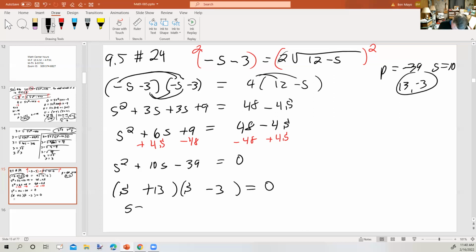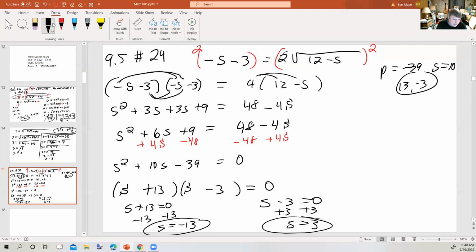So then we've got s plus 13 equals 0. Subtract 13 from both sides, s equals negative 13. s minus 3 equals 0. Add 3 to both sides, s equals 3. So we've got these two possible solutions. Once again, I'm going to recopy the original equation on the next page and then go from there.